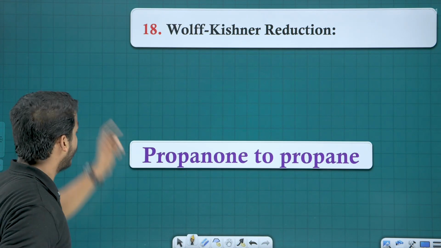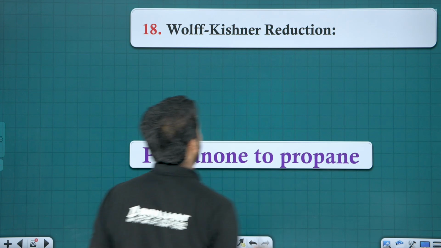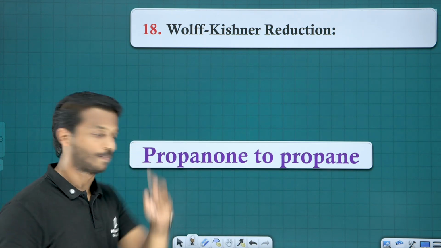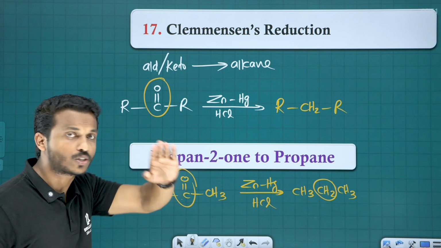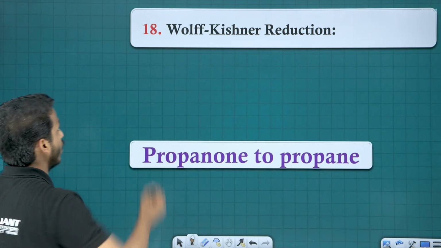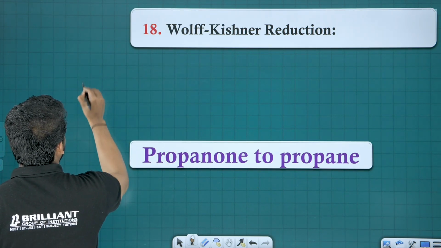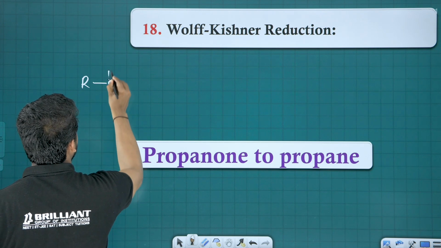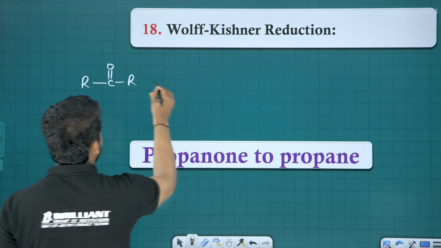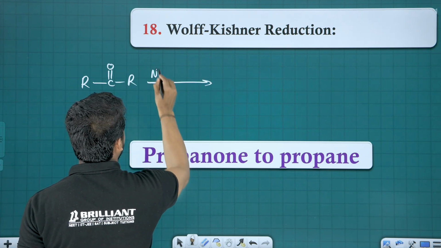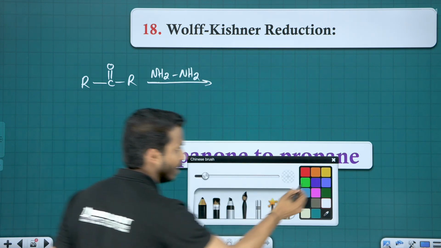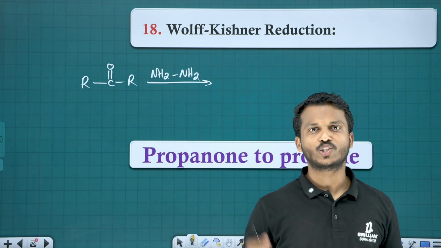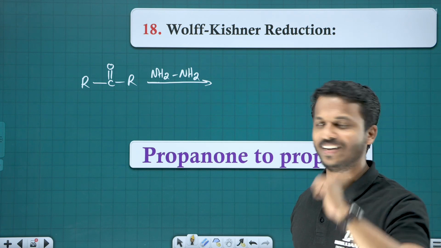What is Wolff-Kishner reduction? The same one, another type, but it is 2-step. Clemmensen is 1 step, Wolff-Kishner is 2 step, but the product is the same. Okay. For example, let us take an aldehyde or ketone, RCOR. First, we are treating with what? NH2-NH2. What is NH2-NH2? It is called hydrazine.